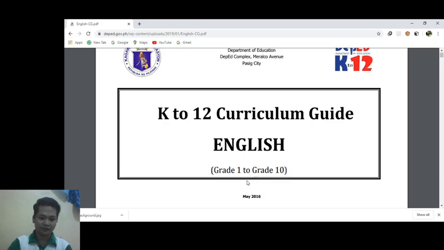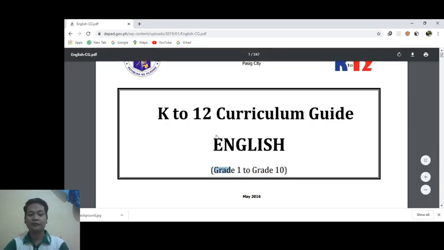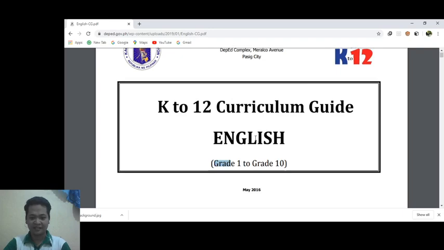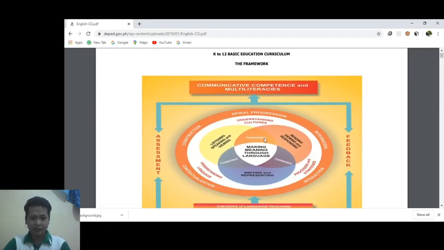As you can see here, we have grade 1 to grade 10, but of course, we will only focus on grade 1 to grade 6. If you revisit the syllabi in both subjects, teaching English in the elementary grades through literature and teaching English in the elementary grades language arts, this topic was actually included in both subjects. So this is my presentation for both subjects, okay? All right, so we have here the framework. This will be the focus of our discussion.